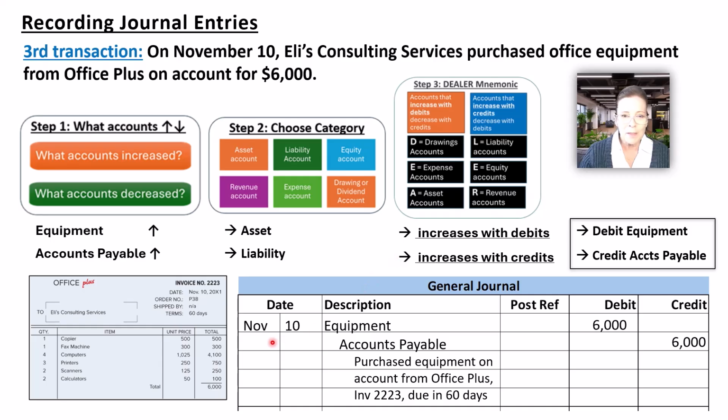To record this business transaction, we write the date into the date column, the account equipment into the description column, and $6,000 into the debit column. We indent slightly on the next line and write accounts payable in the description column and $6,000 into the credit column. Then again, on the third line, we write a short description that summarizes the transaction.